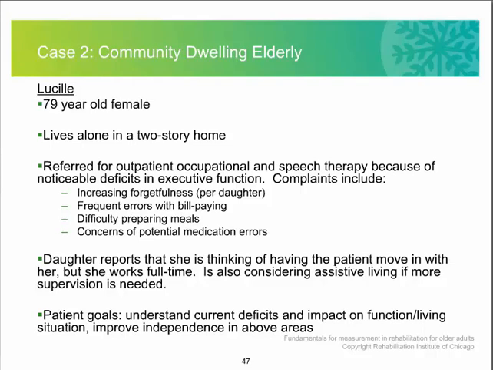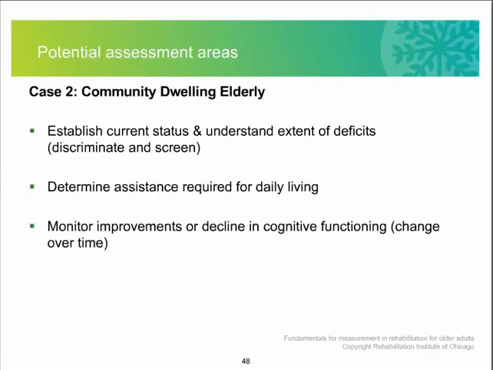Her daughter reports that she is thinking of having the patient move in with her, but she works full-time. She is also considering assisted living if more supervision is needed. The patient's goals are to understand her current deficits and their impact on her function and living situation. Additionally, she would like to improve independence in the above areas. For Lucille, we need an instrument that enables us to establish her current status and understand the extent of the deficits, determine assistance required for daily living, and monitor improvements or decline in cognitive functioning over time.